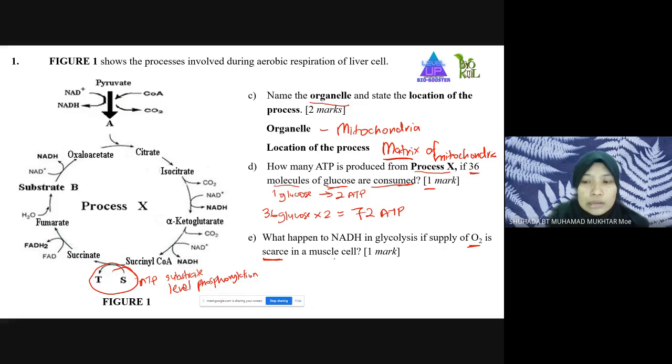So maksudnya kalau oksigen tak ada. Okay. Ni maksudnya tiada. Okay, tiada ataupun sikit dekat dalam muscle cell, apa akan berlaku pada NADH? Okay, sebab dia mention kat sini muscle cell. Okay, so awak kena tahu dia will undergo apa. So basically dia akan reducekan something lah.